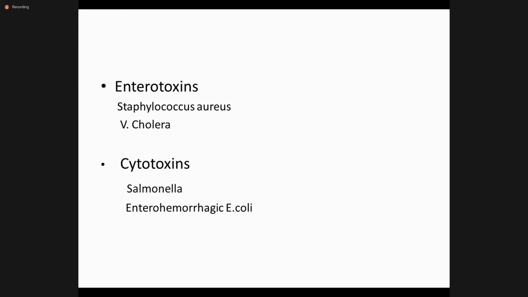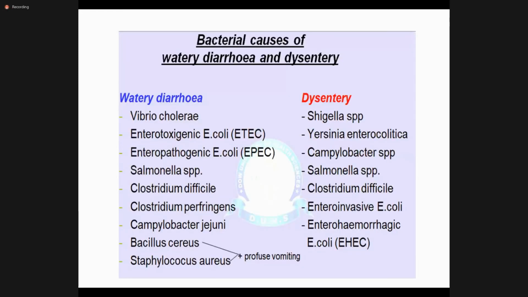There's a list of organisms that is very, very important, that you should know: which organism is associated with dysentery or bloody diarrhea, and which organism is associated with watery diarrhea. In case of watery diarrhea, what happens? There's Vibrio cholerae, enterotoxigenic E. coli, enteropathogenic E. coli, Salmonella, Clostridium difficile, Clostridium perfringens, Campylobacter jejuni, Bacillus cereus, Staph aureus. So these are the organisms that are linked with watery diarrhea.